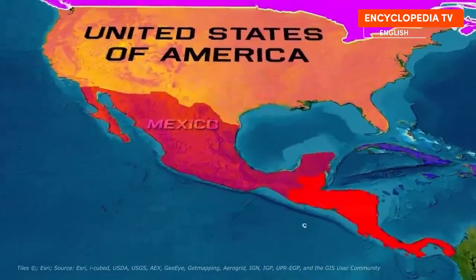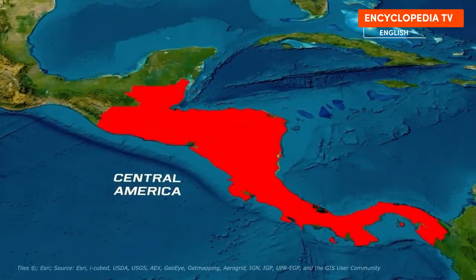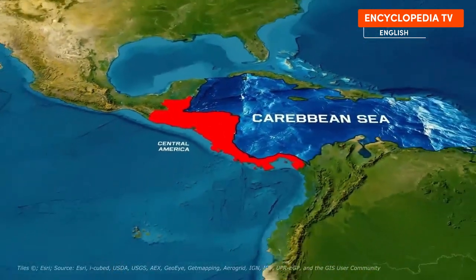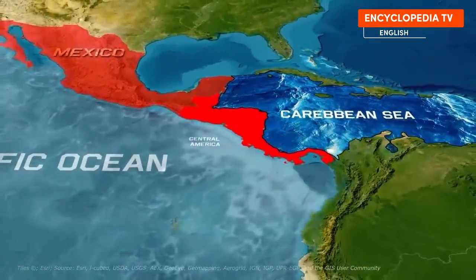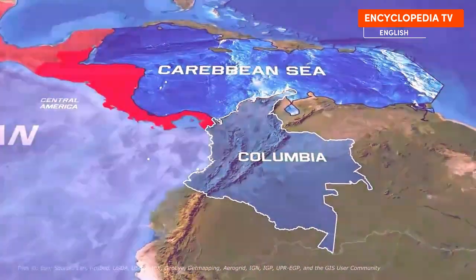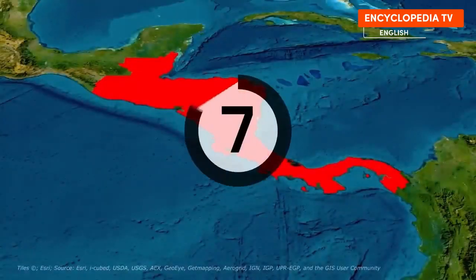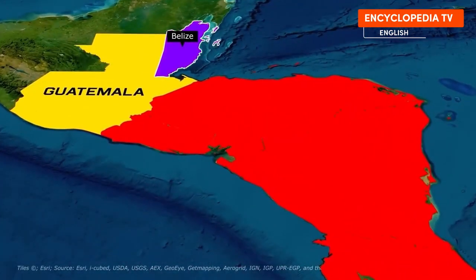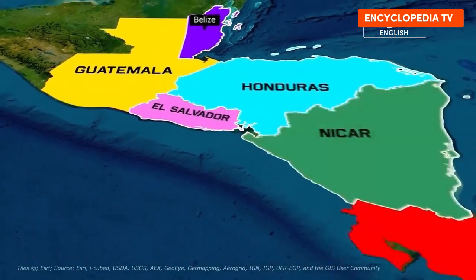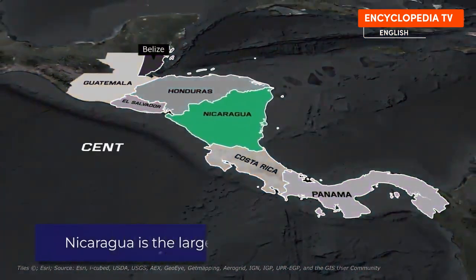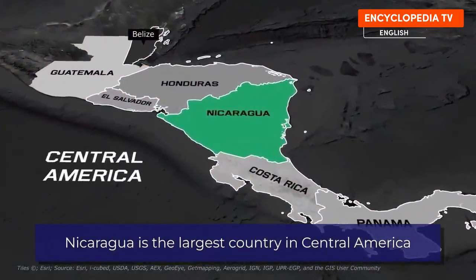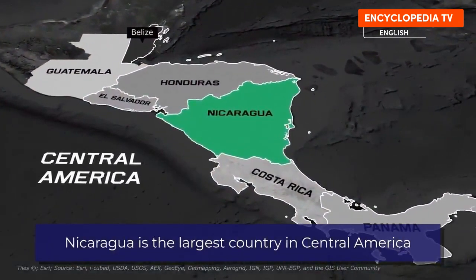Similarly, speaking of the geographical boundaries of Central America, it is bounded by the Caribbean Sea in the east, Mexico in the north, the Pacific Ocean in the west, and Colombia in the south. This Central America is made up of 7 countries, which are Guatemala, Belize, El Salvador, Honduras, Nicaragua, Costa Rica, and Panama. Among these 7 countries, Nicaragua is the largest country in Central America.